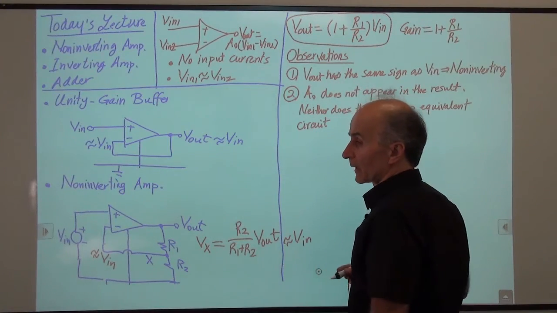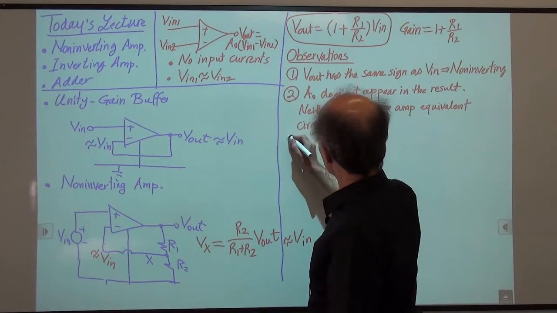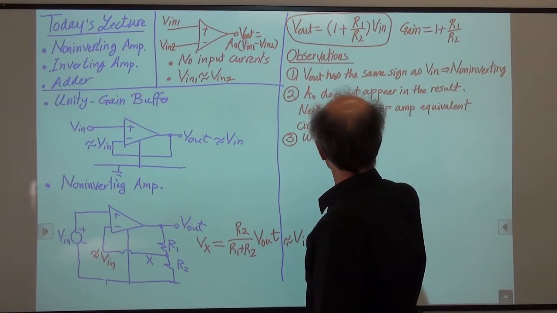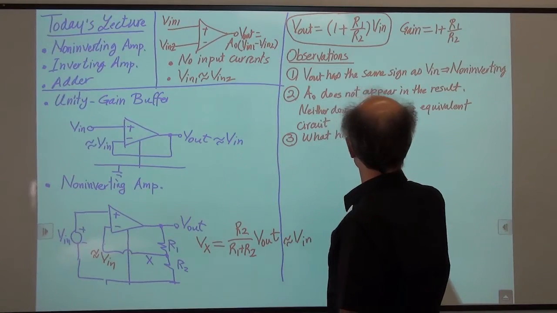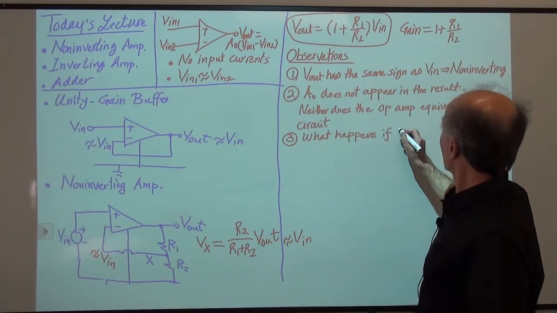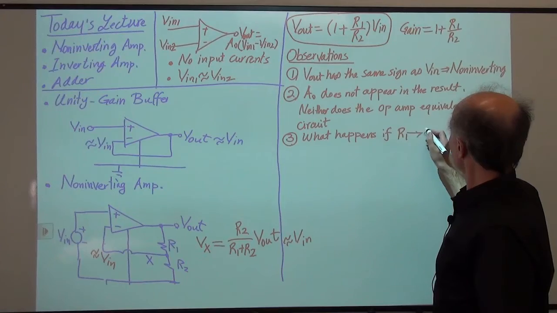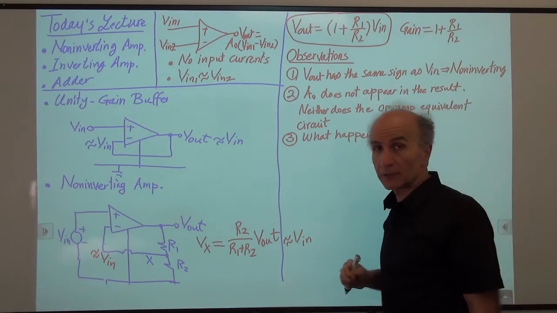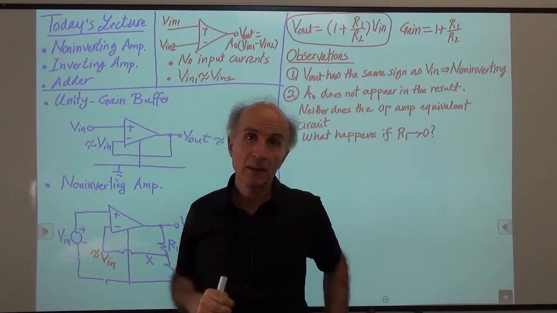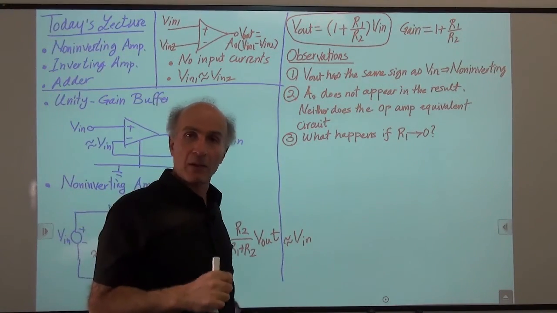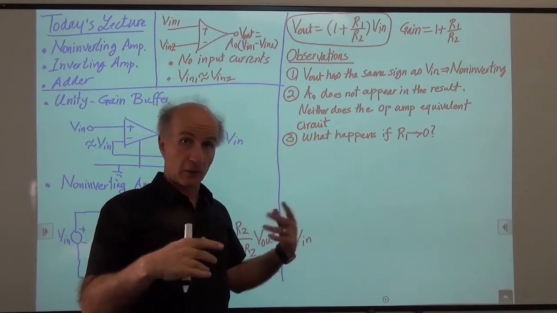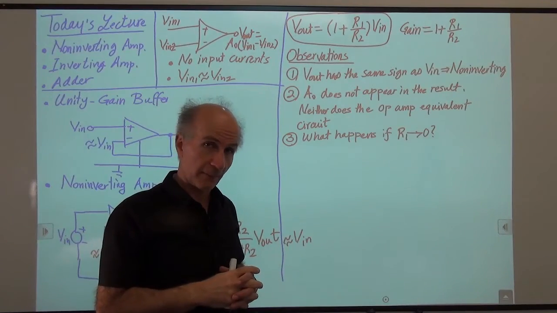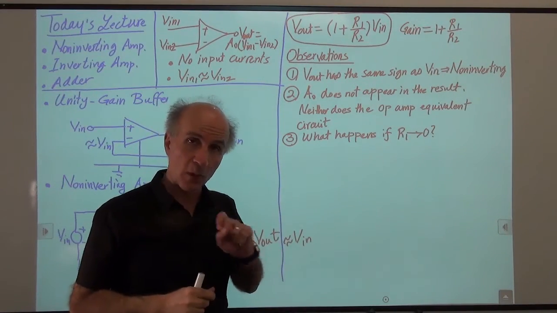Okay, now the next point to consider is the following. What happens if R1 goes to 0? We have this equation for the output in terms of the input. So one simple question would be, let's consider some extreme cases. R1 is 0 or infinity, or R2 is 0 or infinity, and see how we can explain the result. So this is the quiz of the day. I will give you 1 minute to think about it.